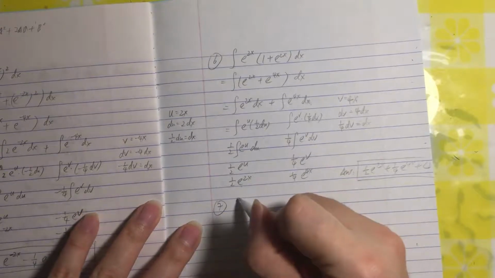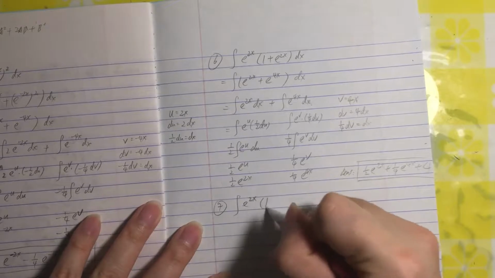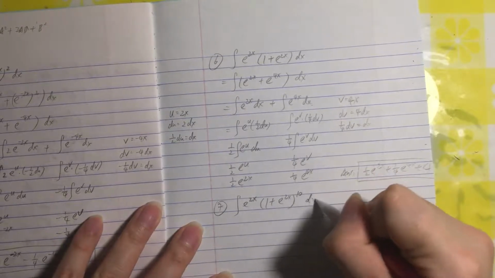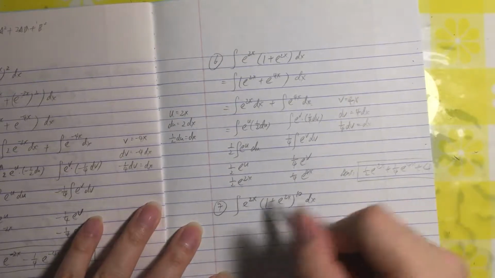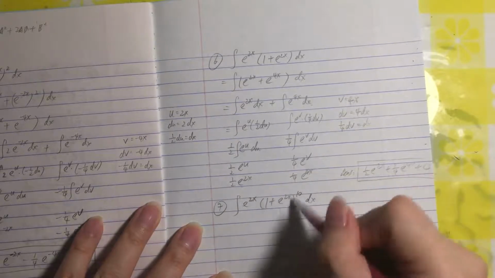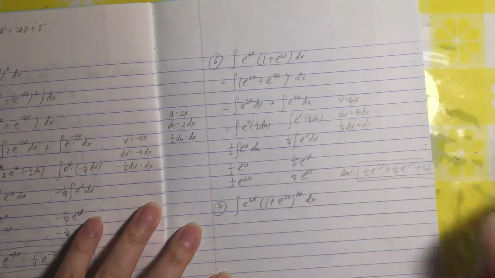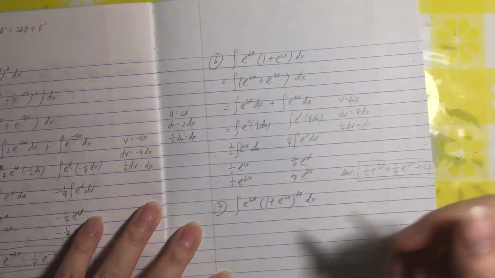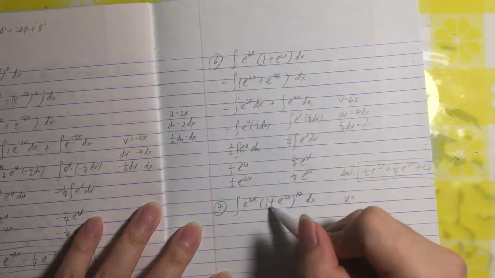Next example, integral of e to the 2x times 1 plus e to the 2x raised to power 10 dx. What can we do here? We don't want to expand this, that's too much work. Since we can't find the antiderivative directly, and we don't want to expand this, we can try u substitution. Let u be the inner function 1 plus e to the 2x.